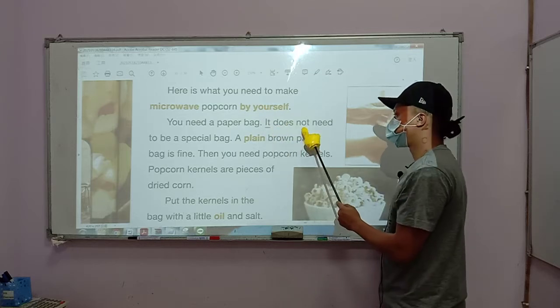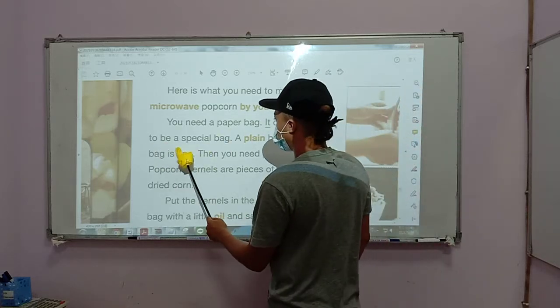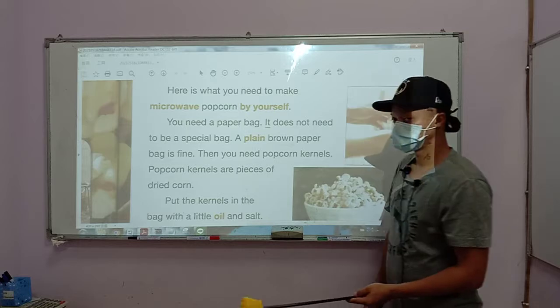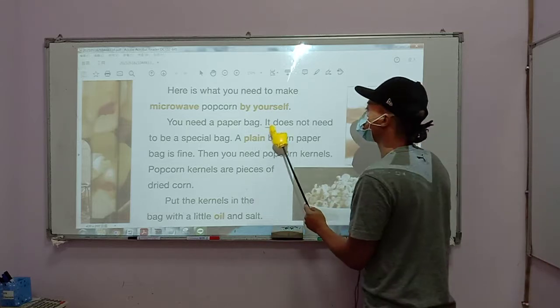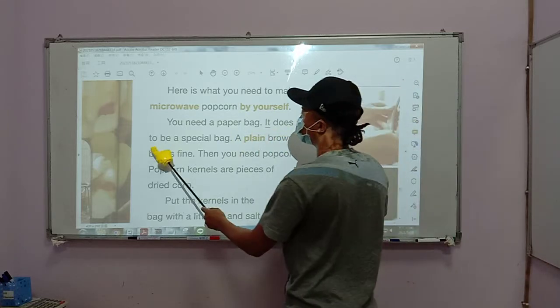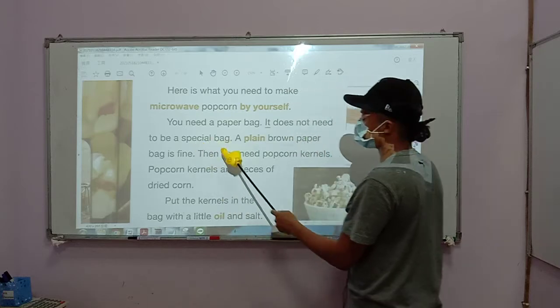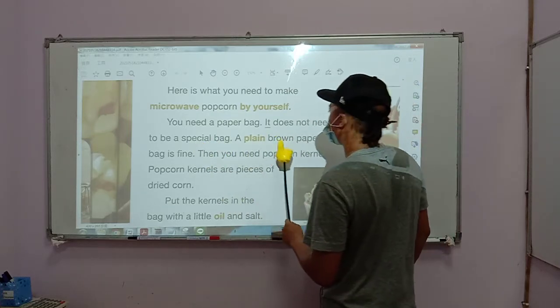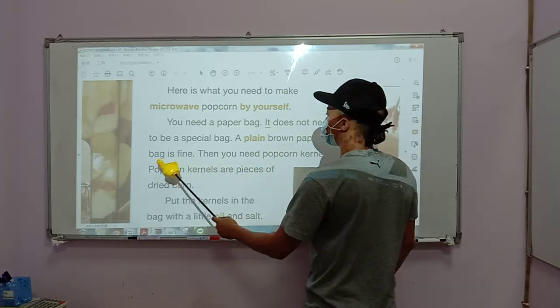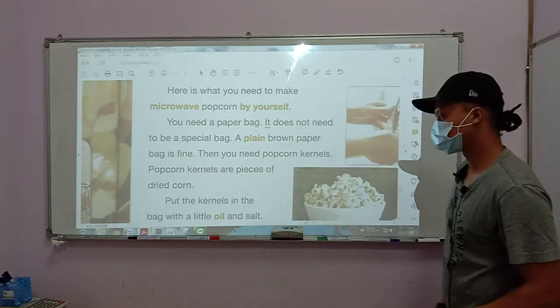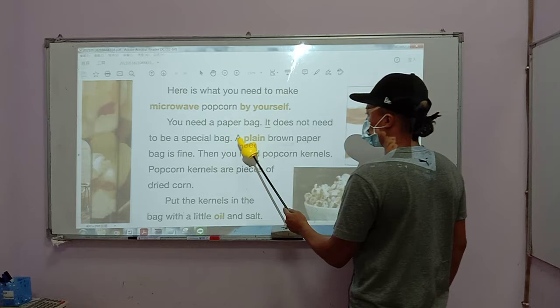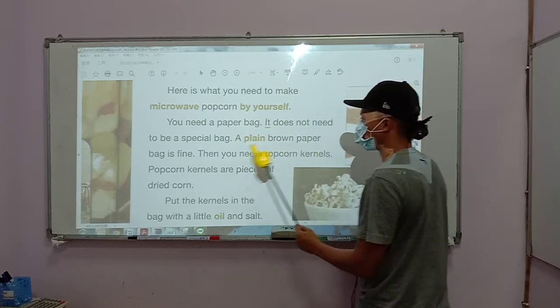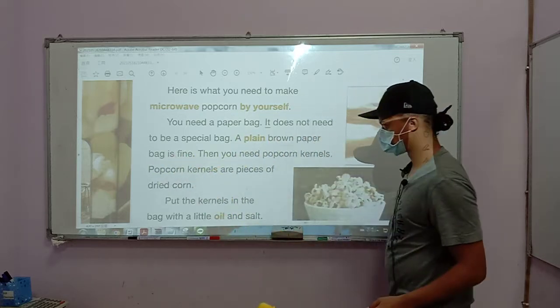It does not need to be a special bag. All right, say it again. It does not need to be a special bag. A plain brown paper bag is fine. Okay, let's try it again. A plain brown paper bag is fine.